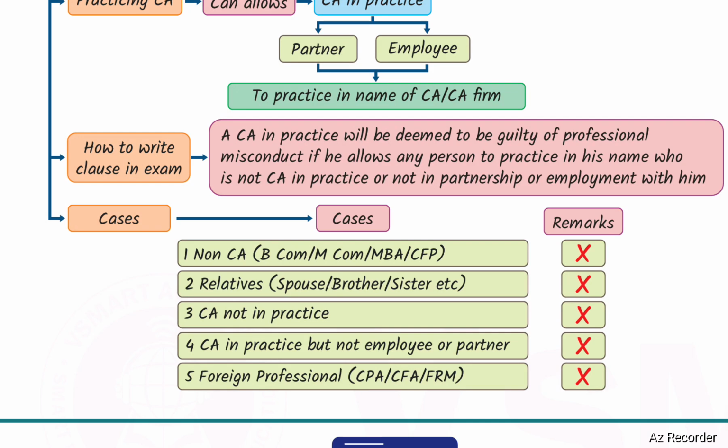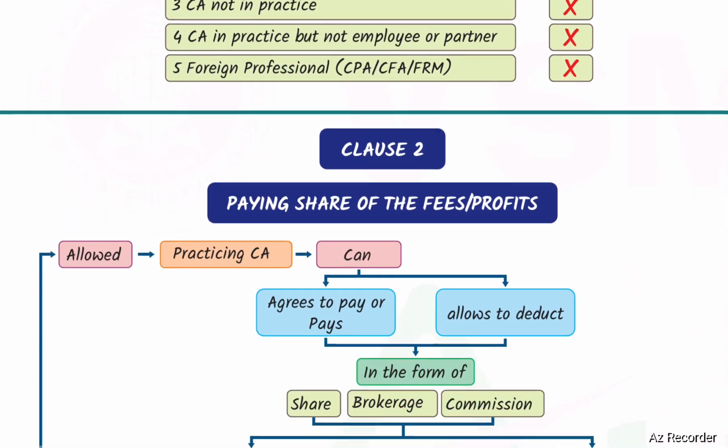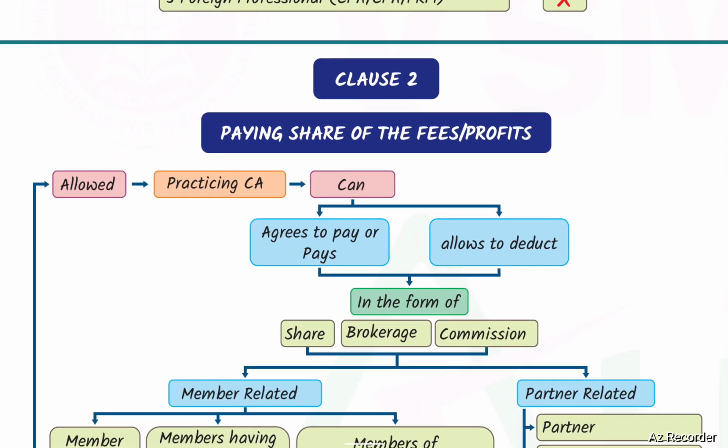Answer is no. A CA in practice but not an employer or partner also cannot practice in the name of the CA or CA firm. A foreign professional cannot practice in the name of the CA or CA firm. Next, Clause number 2. Paying share of fees or profits.